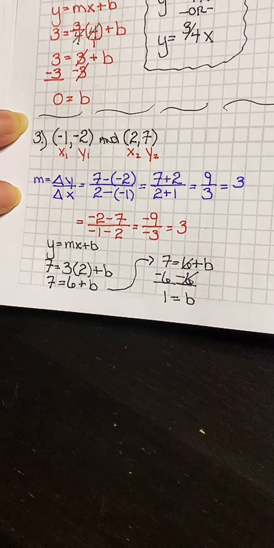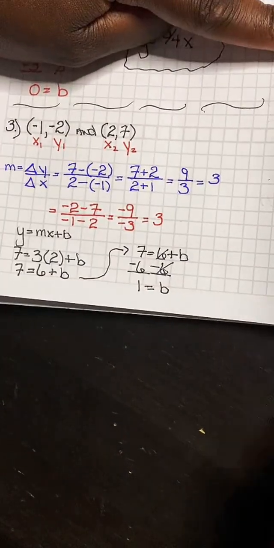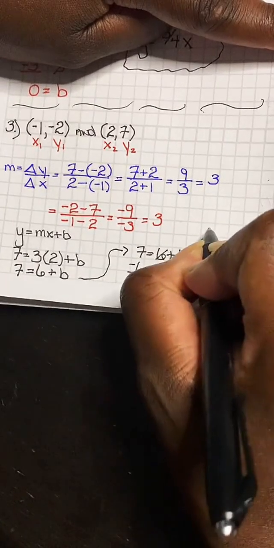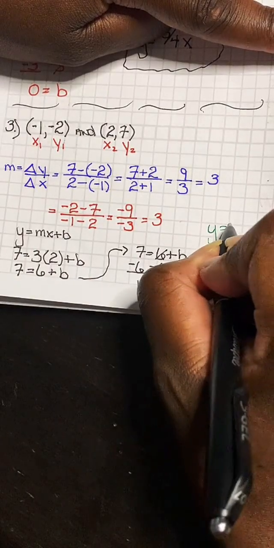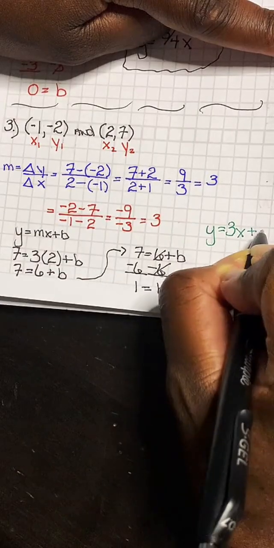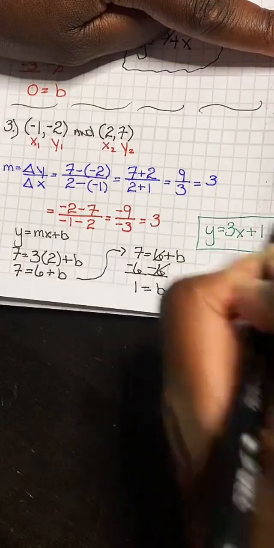So now we found our equation. Basically, we just need to put it together. So our equation is y equals my slope, which is 3, x, and my b is a positive 1, so I say plus 1.